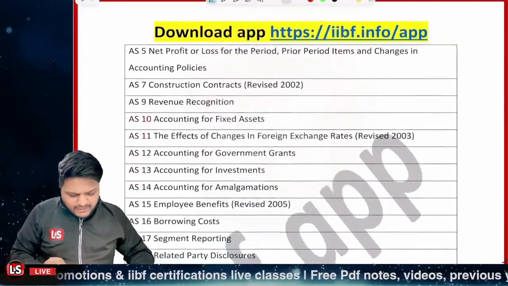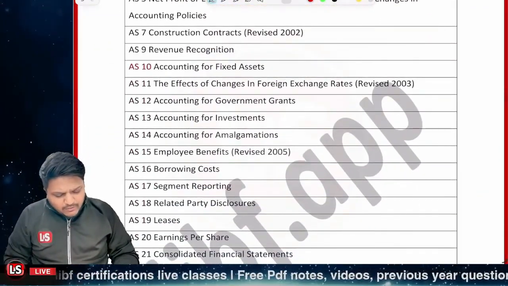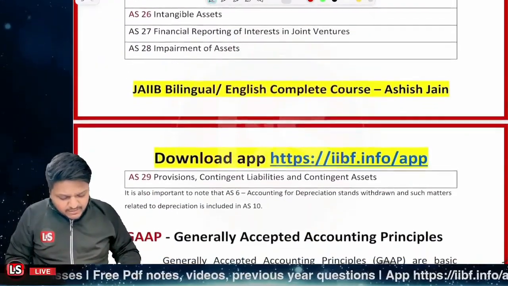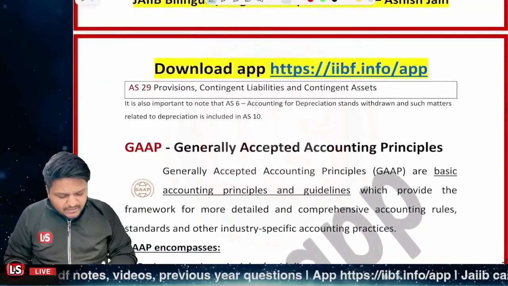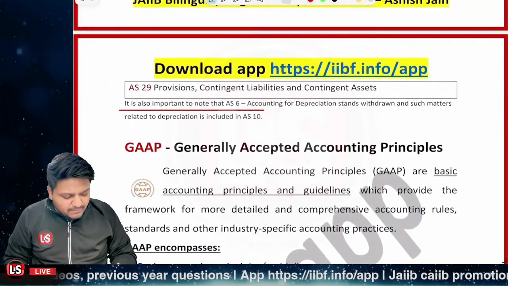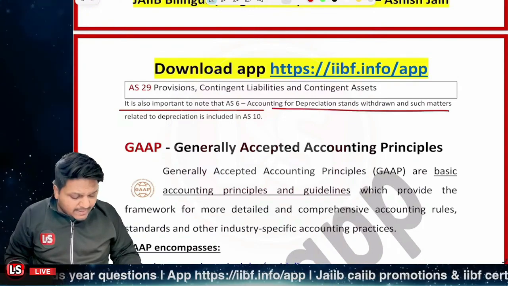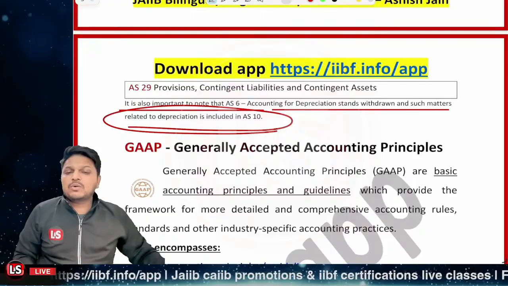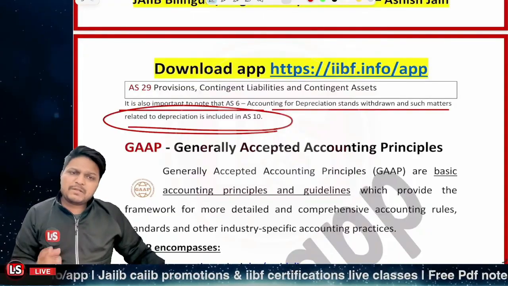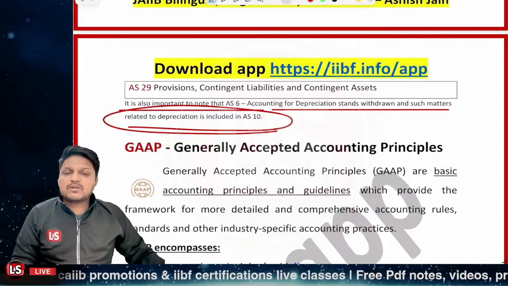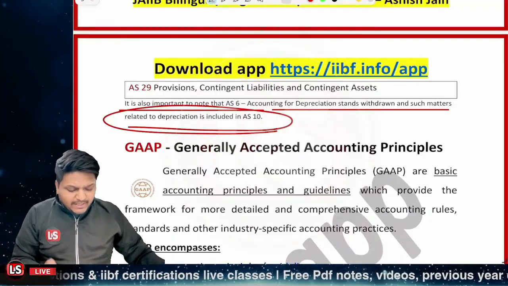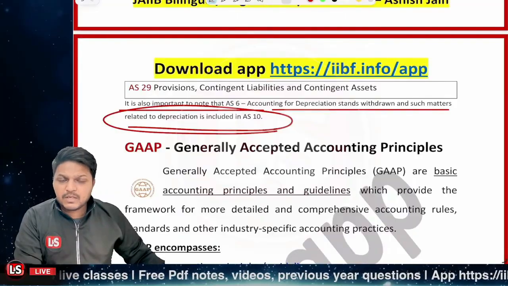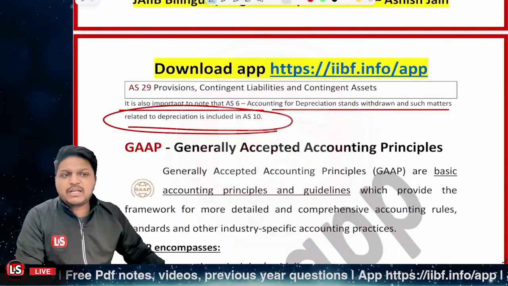Just have a brief idea that accounting standard 10 is related to fixed assets. Accounting standard 6 was also there, but now it is deprecated, right? It is withdrawn, and matters related to depreciation are now taken care of under accounting standard 10. We can simply say that accounting standard 6 does not exist any longer, and it is taken care of under accounting standard 10. Clear? Right?